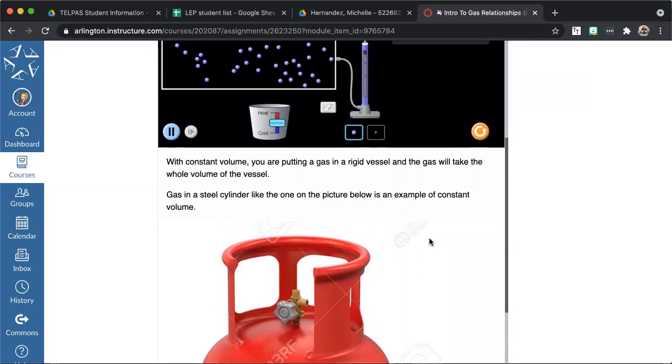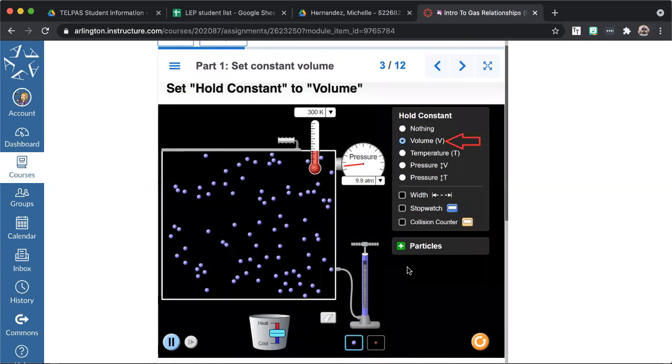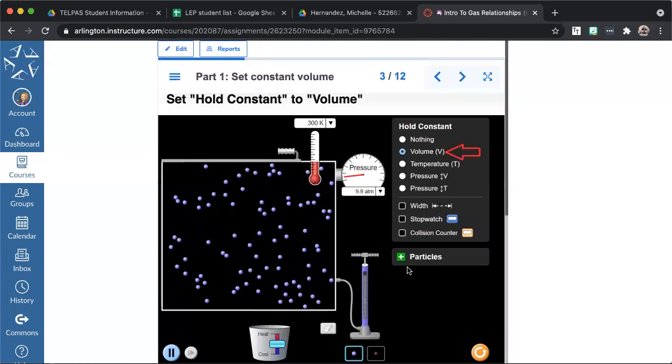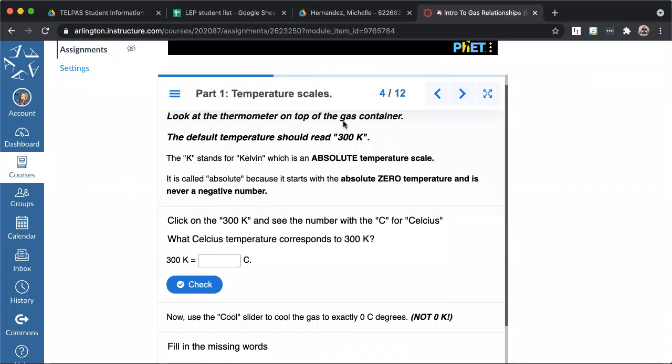And that's because, as you're going to see in your simulation, as you adjust the temperature, the pressure is going to increase and your container could burst. Okay. And then as you continue going through, it's just going to give you directions. So it says, look at the thermometer on the top. The default's going to be set to 300 Kelvin. And it's just reminding you what Kelvin is from our last lesson.